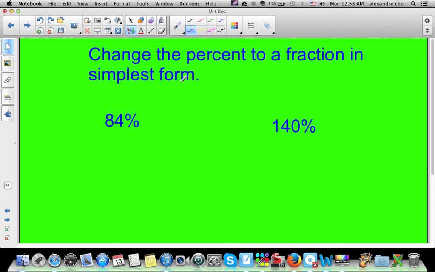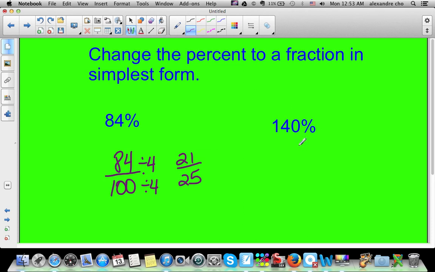Change the percent to a fraction in simplest form. Again, pause, copy. Alright, so to change it to a fraction, you know a percent is a ratio, a number compared to 100. So anytime we're talking about percent, it is something compared to 100. In this case, 84% is 84 over 100. The only next thing you have to do is simplify, and I believe we can divide this by, I don't know, let's try 4. Divide by 4, divide by 4. Divide by 4 on top, I get 21, and at the bottom, I get 25. Ooh, that was right.